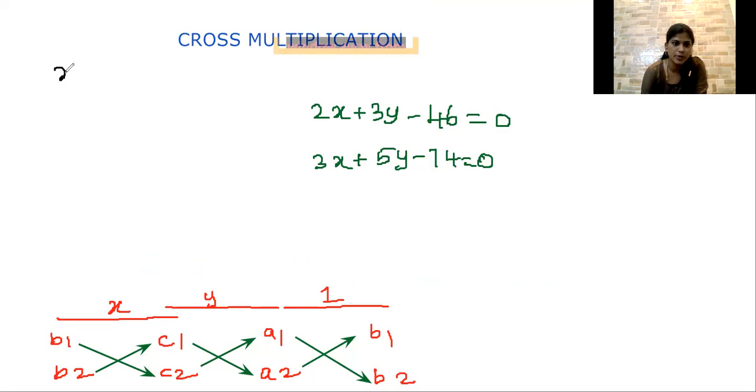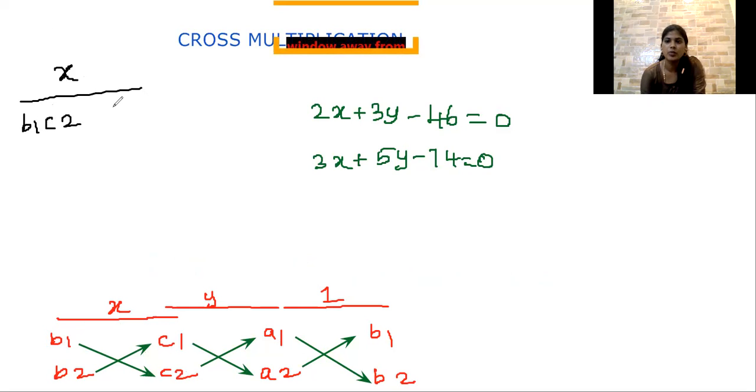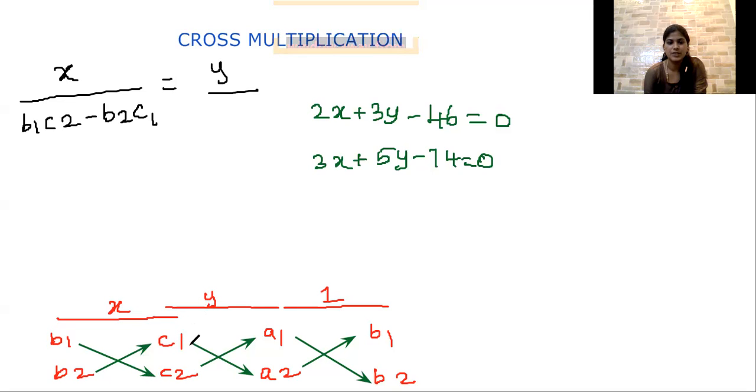Let me annotate. So I'm going to write x divided by, you have to multiply b1 and c2. So b1 into c2. And when the arrow mark moves upward, you have to add a minus sign before that and multiply the other pair, which is b2 into c1, equal to y divided by, and underneath the y you have c1, a1, c2, a2. You have to multiply c1 and a2.